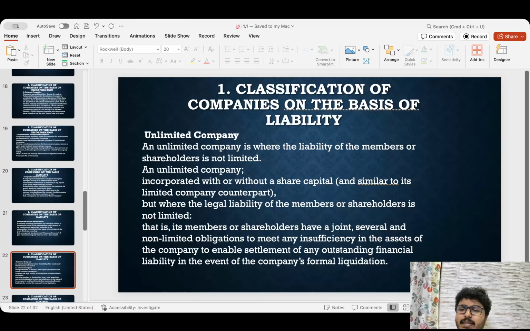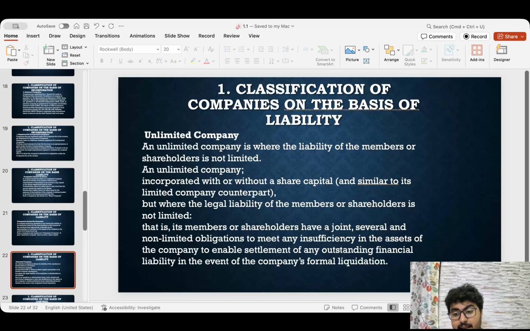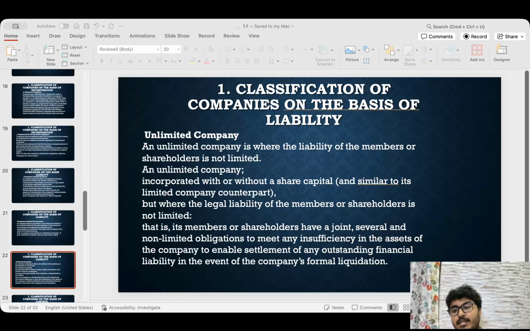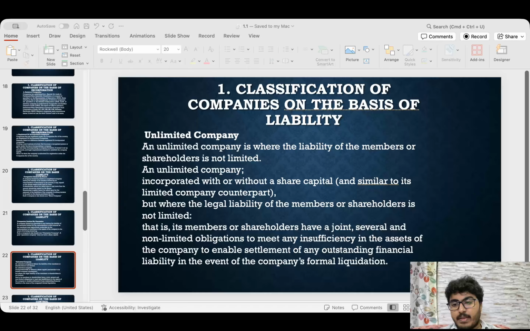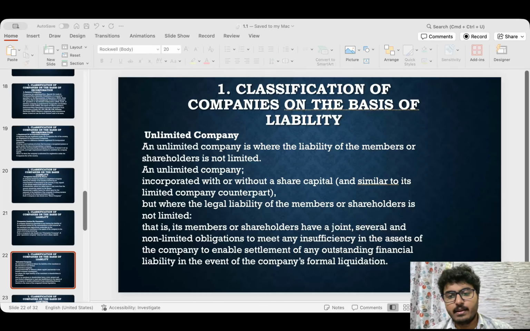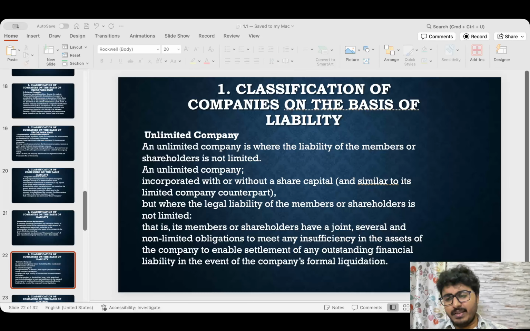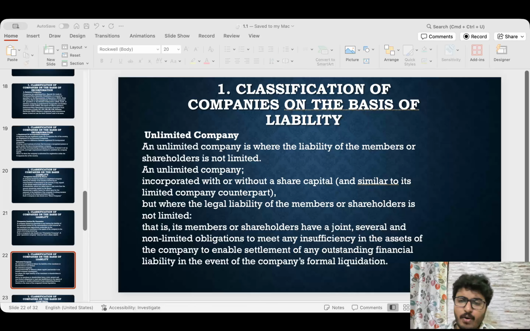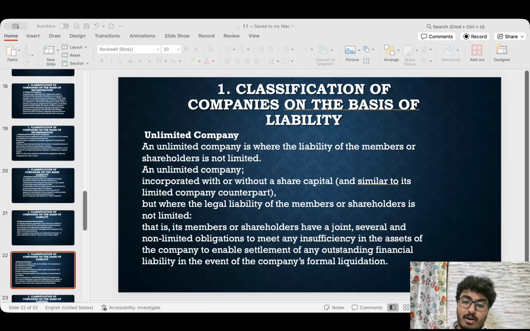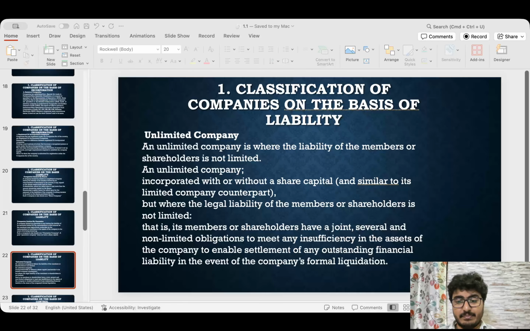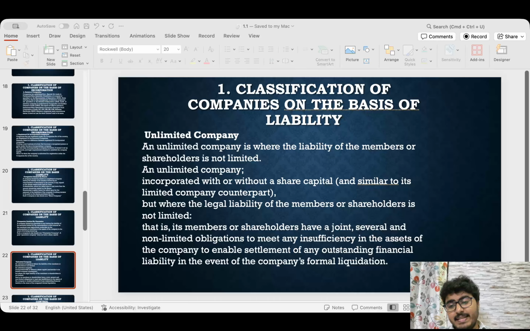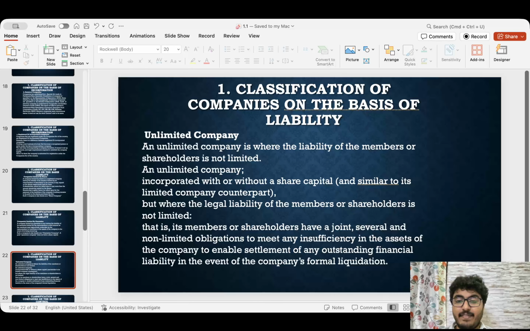In an unlimited company, the members have unlimited liability. If the company's assets are insufficient during liquidation, the members may be personally responsible for the outstanding liabilities. Although legally permitted, this form is rarely used because of the high financial risk. So, this type of company is very rare.